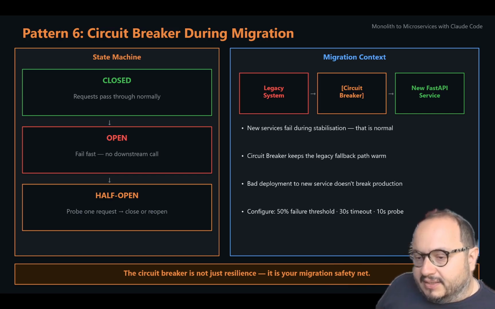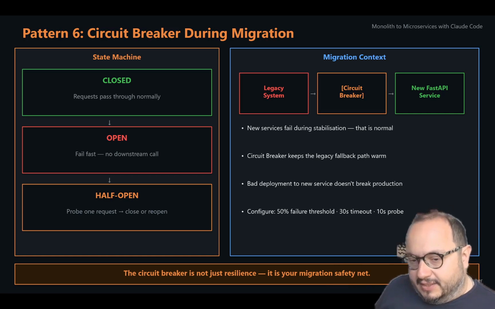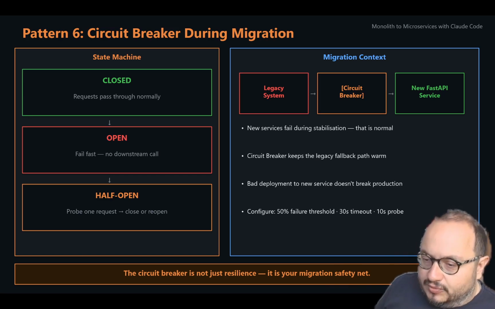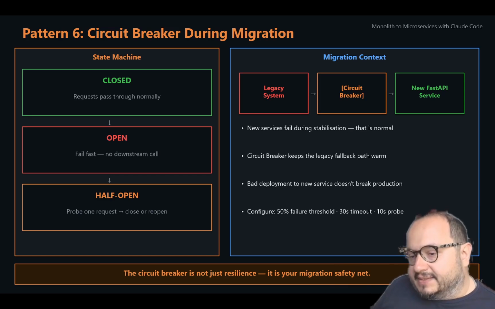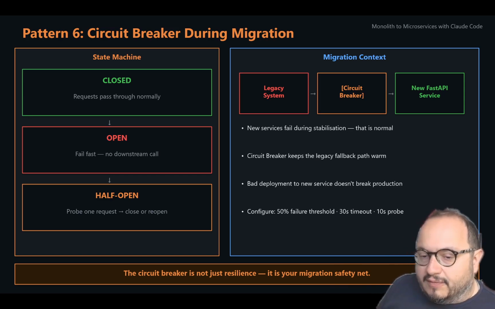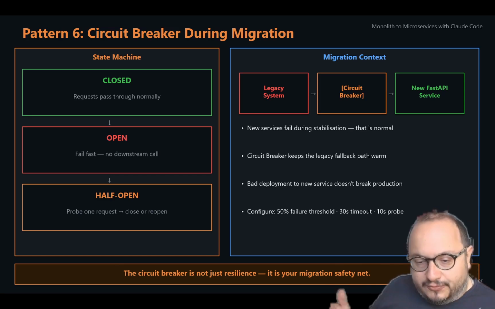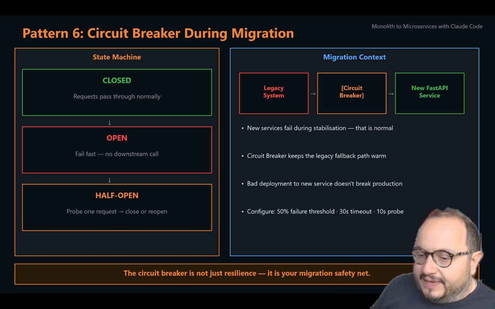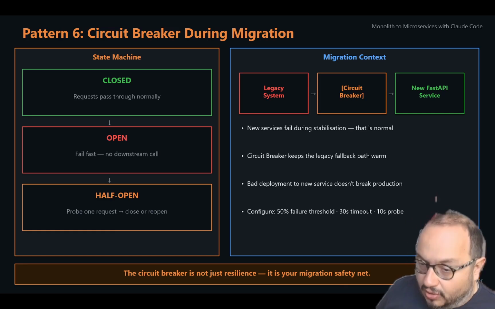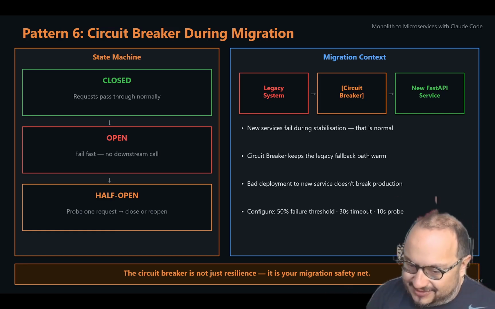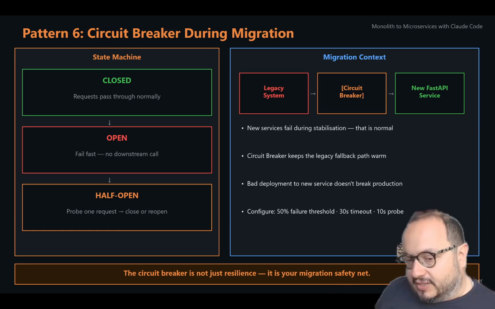The circuit breaker is not just a resilience pattern here. It's a safety net for the migration itself. A bad deployment to the new service does not break the production monolith. The legacy fallback path stays warm until the new service is confirmed stable. Resilience4j, Polly, and Hystrix are common implementations. FastAPI with Tenacity handles retry logic. The circuit breaker configuration is boilerplate Claude Code can generate for your specific failure threshold and timeout requirements.